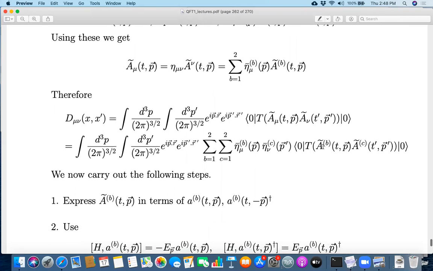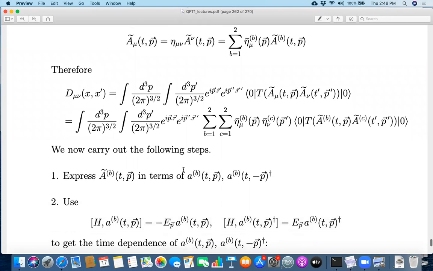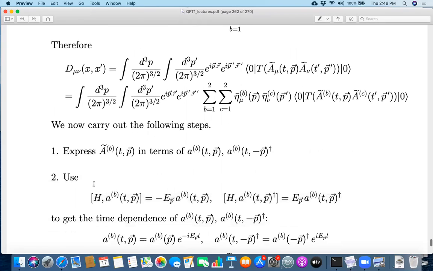And now what we are going to do is that in this 2-point function, we are going to express a tilde b in terms of ab and ab dagger with minus p. Then you are going to use this commutation relation, right? The commutator of the AB with the Hamiltonian is minus EP times AB. This is what we had seen earlier. And similarly for AB dagger. So using this, we can solve for time dependence of AB and AB dagger, right? Because we have an equation that relates the time derivative of AB to this commutator. So by integrating that, we get the time dependence of AB and AB dagger.